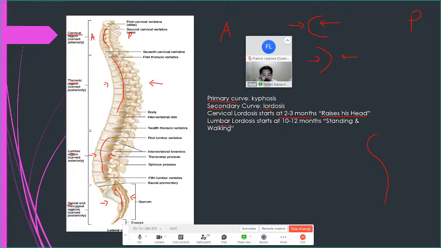And then your lumbar lordosis develops at 10 to 12 months because the baby starts standing and walking. So of course, when you're walking and standing, gravity forces downward and the lordosis curve develops. And then normal posture: if you're standing, normal posture, you really have this lordosis. There is a space in the lumbar area. If your back is flat, then that's impaired posture.